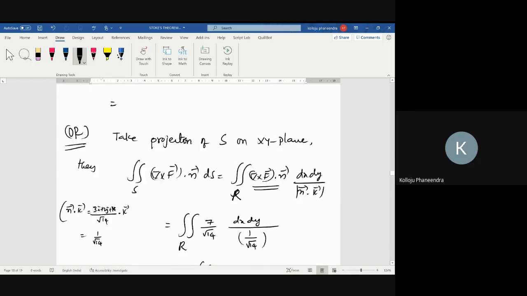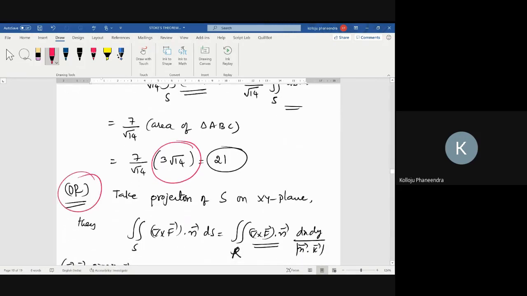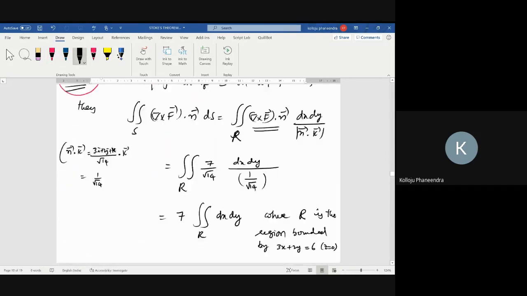If it is not possible to find this one, 7 by root 14, and here the area of the triangle in the textbook is given as 3 into root 14. So 21 is the answer. How did you get this 3 into root 14? Check your intermediate formula and try it. Otherwise, the other option is to take the projection on the xy plane. This is one way of doing it.